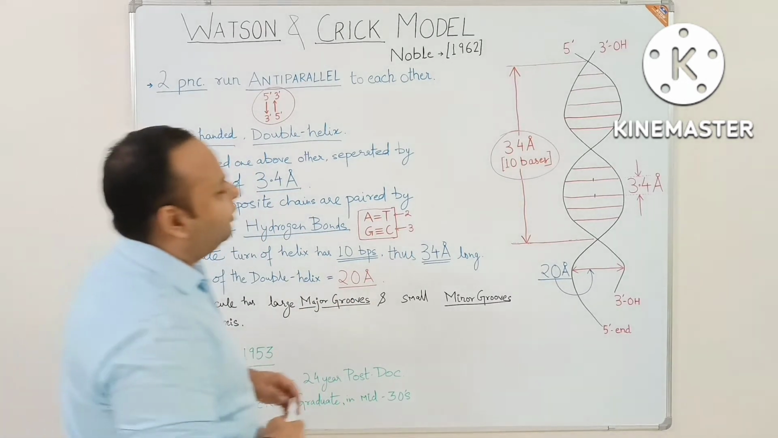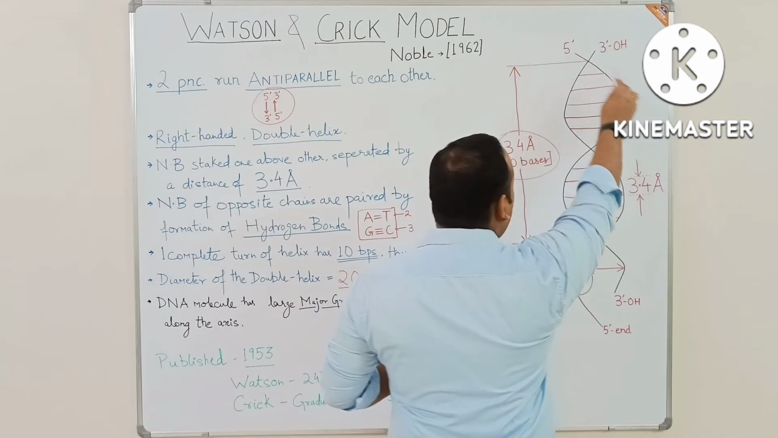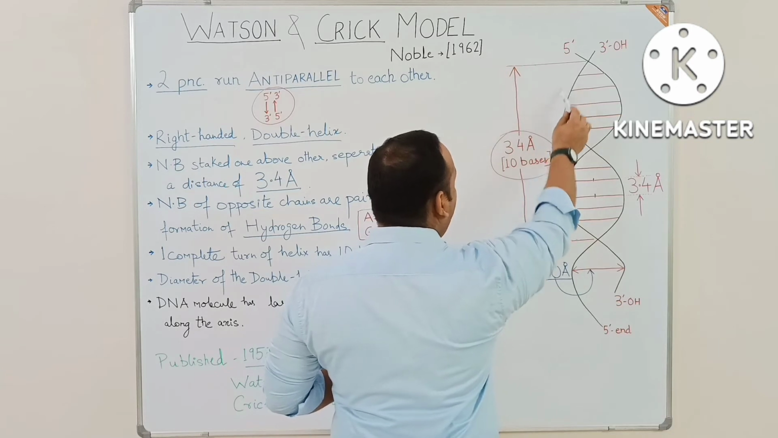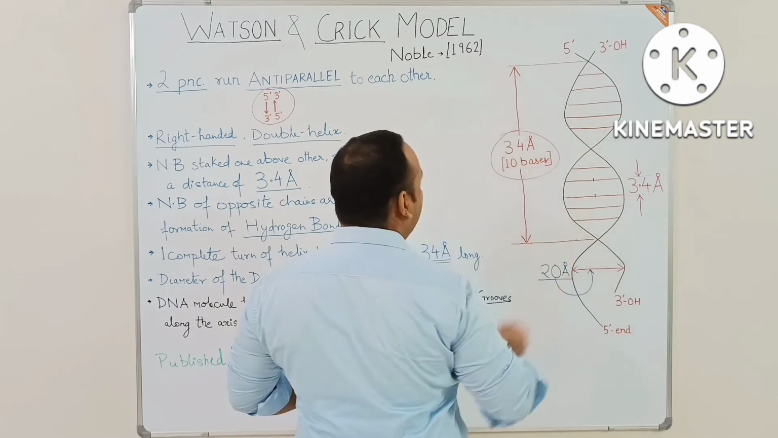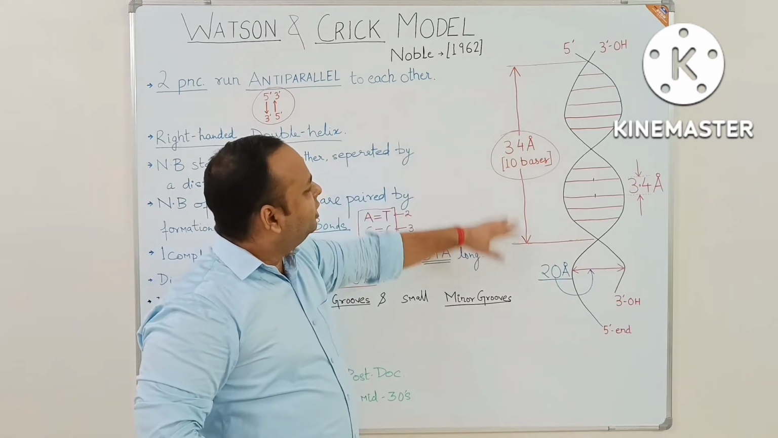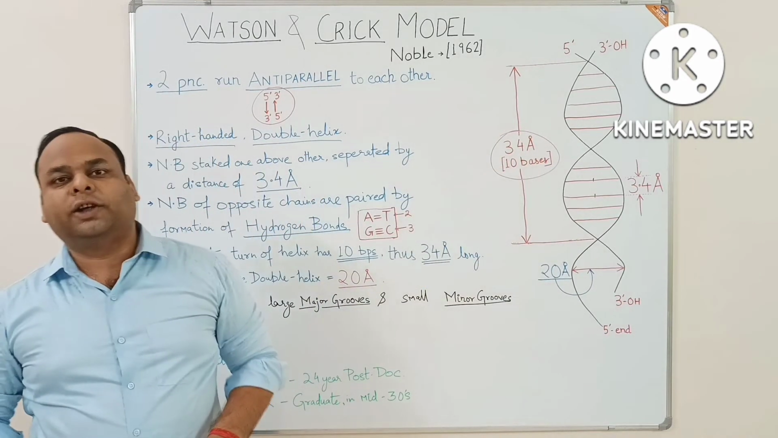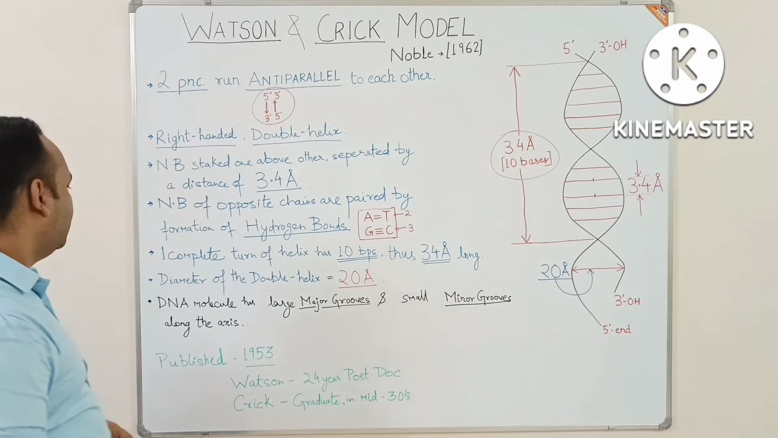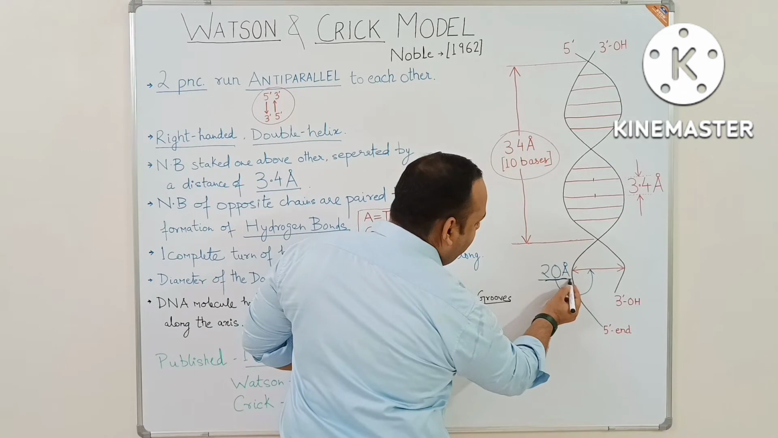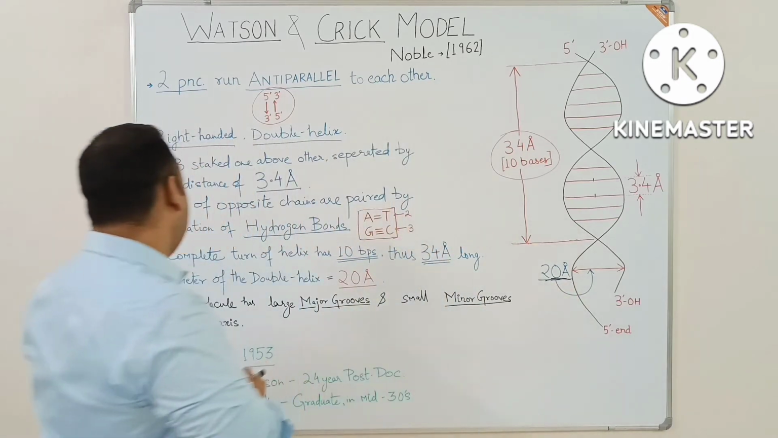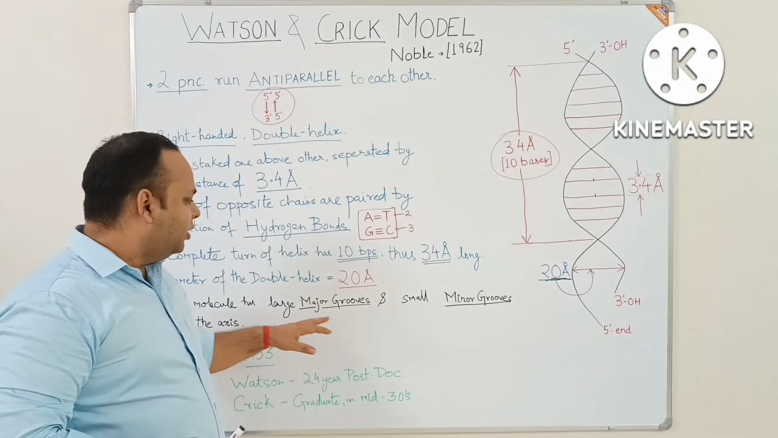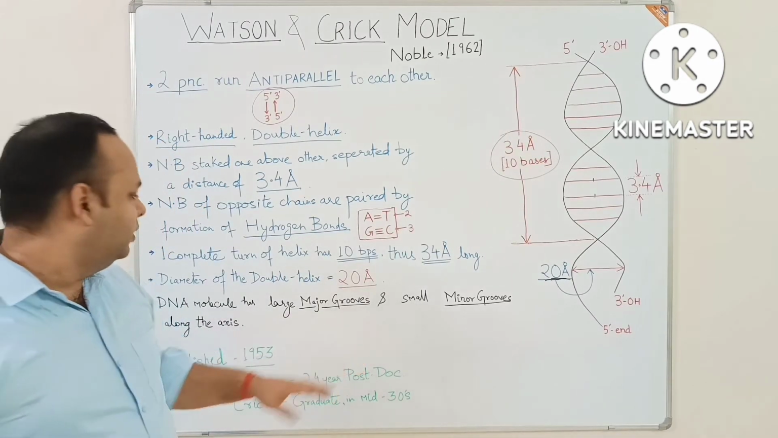In one complete turn of the helix, that is from here to here, 10 base pairs are formed, 10 nitrogen base pairs are formed. Thus the distance across these 10 base pairs, or a complete turn, is 34 angstrom. The diameter of this double helix is 20 angstrom. And finally, the DNA molecule has large major grooves and small minor grooves.